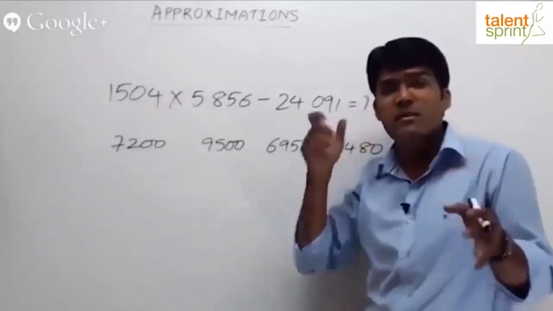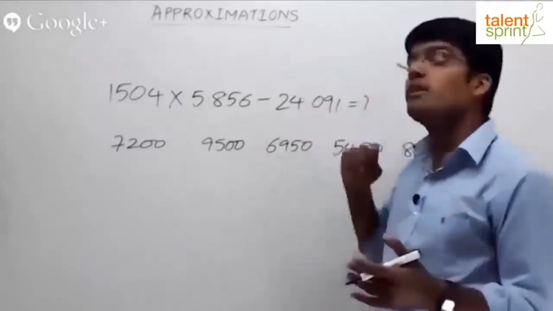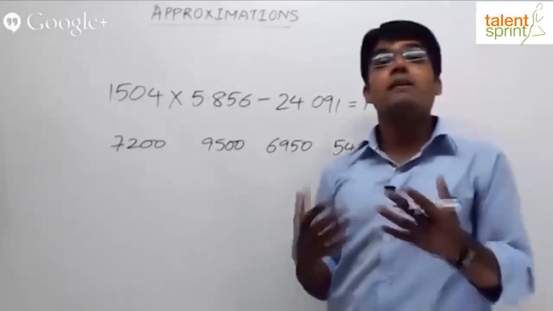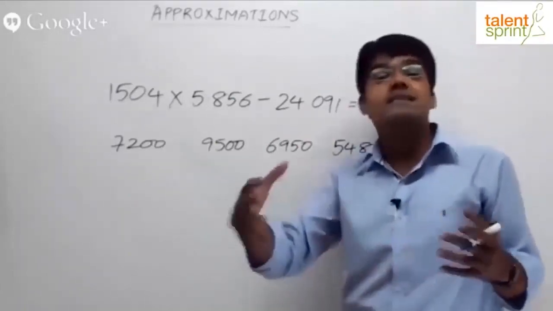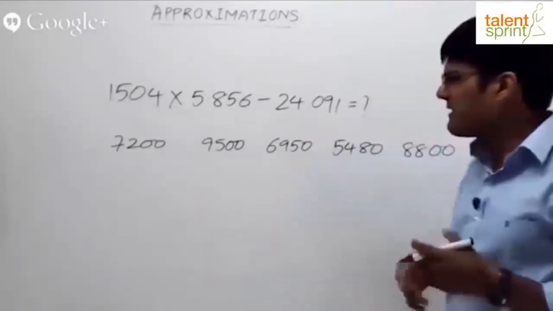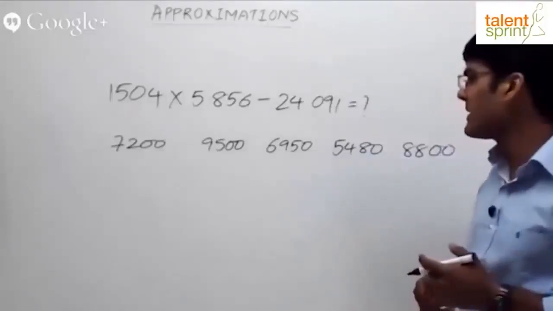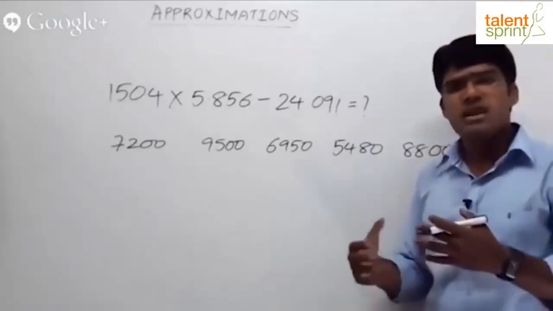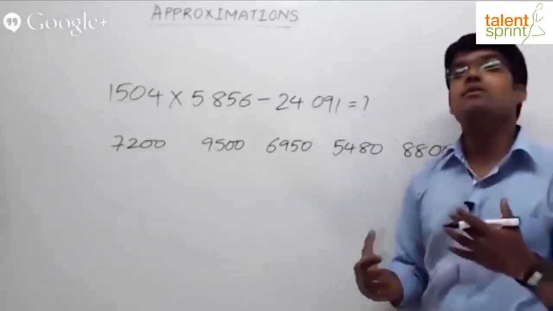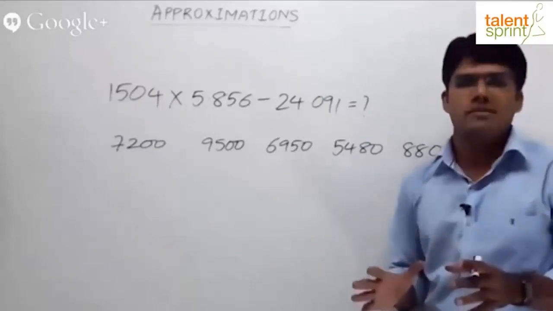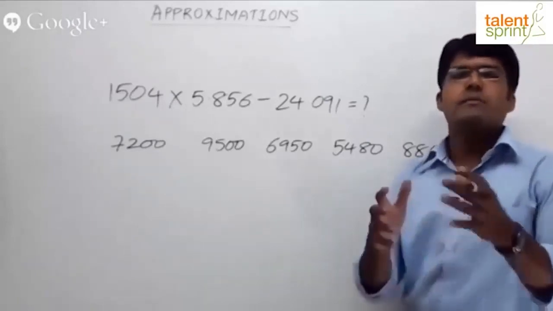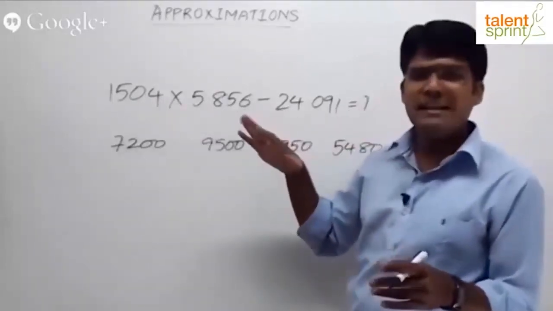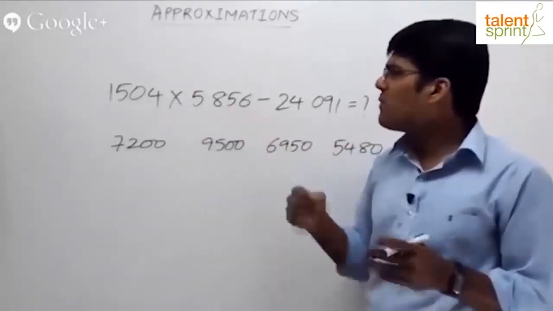But as I've mentioned in the beginning of this session, before you actually look at the question, you're supposed to throw a glance at the options and get an idea of what kind of approximation you can do. I mean, to what extent can you go for an approximate calculation? Look at the options: 7,200, 9,500, 6,950, 5,400, 8,800. Options are not too close to each other, right? So try to do a very approximate calculation, right? You need not be sticking to very precise calculations, right?